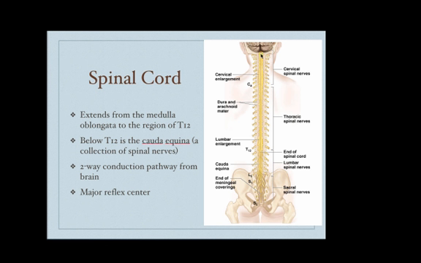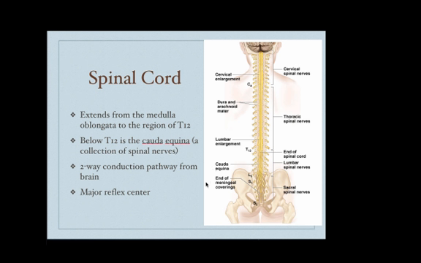You can see that it starts right up at the brainstem, the medulla oblongata, and it extends down to the T12 region of the vertebral column. So remember that up here in the C region there are 8 cervical vertebrae, and then there are 12 thoracic vertebrae. And at the bottom of those thoracic vertebrae, we have the ending of the spinal cord, and from this point it branches into several nerves known as the cauda equina.